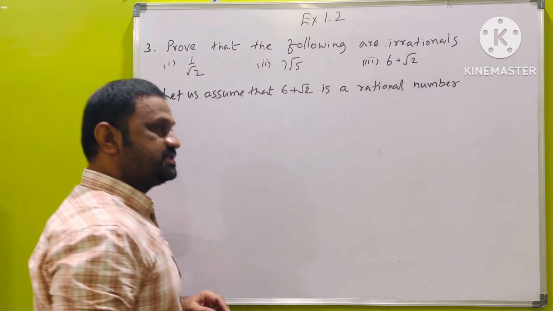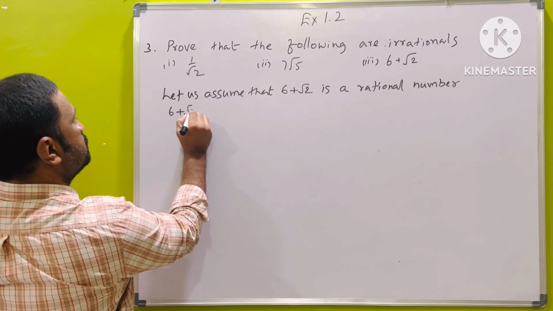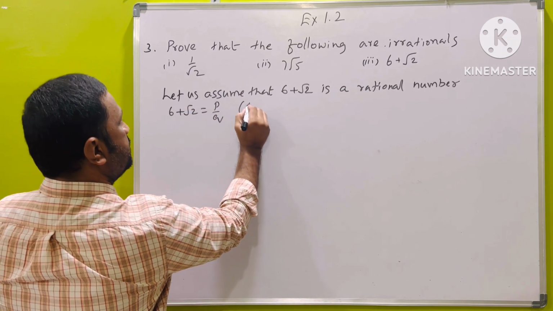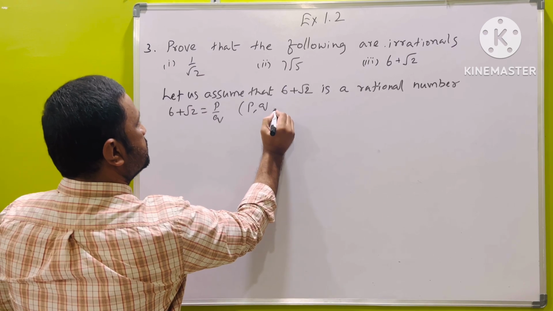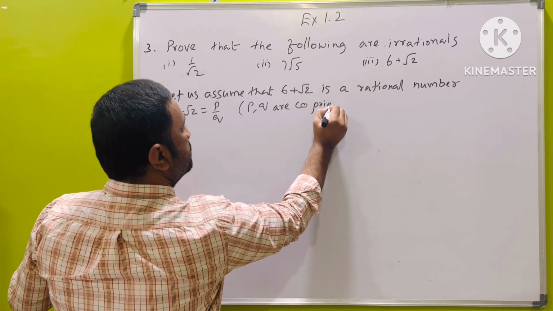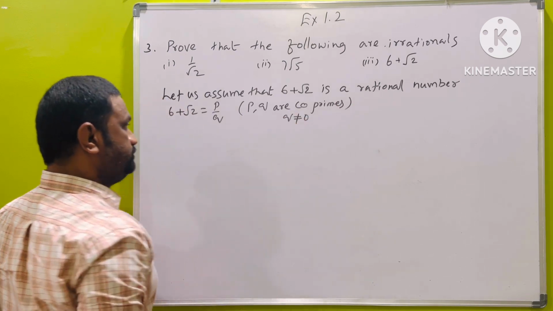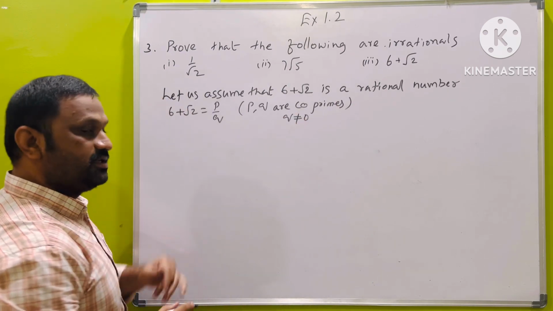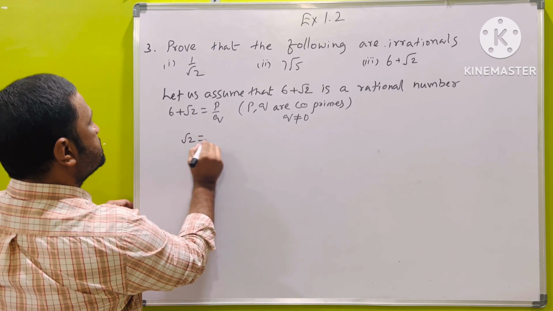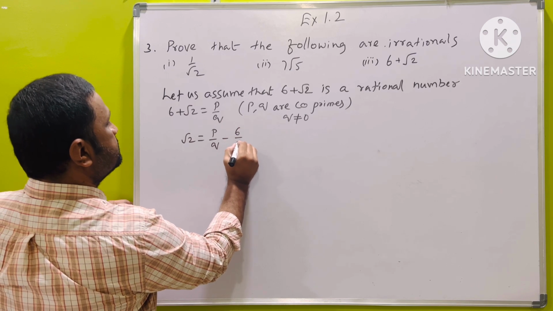Then we can write 6 plus root 2 is equal to p by q, where p and q are integers and co-primes, q not equal to 0. Simply send 6 to the right hand side. We will get root 2 is equal to p by q minus 6. You can write 6 by 1.